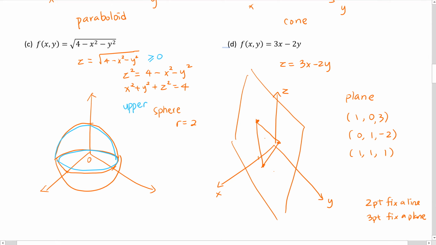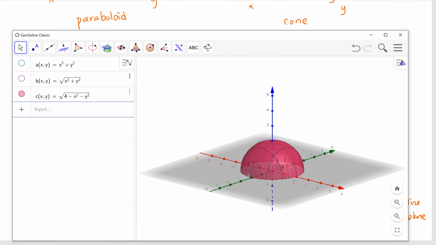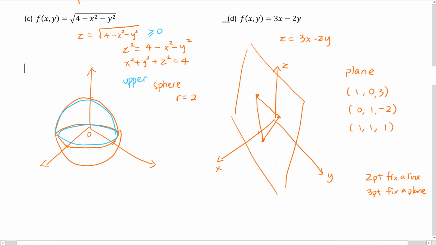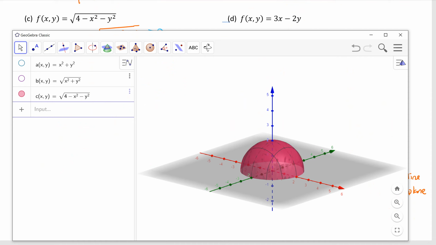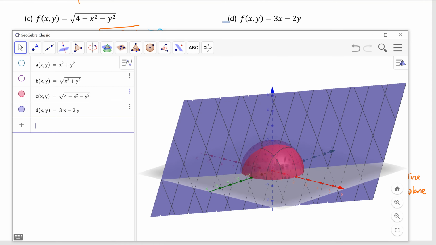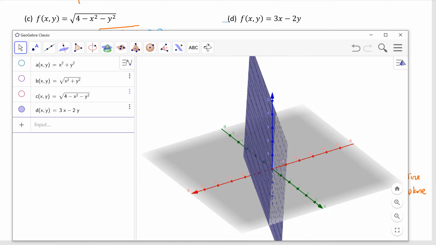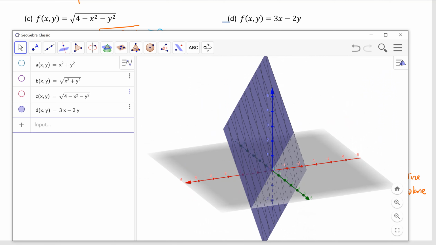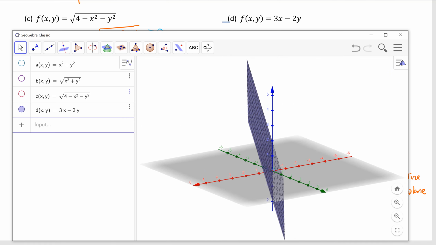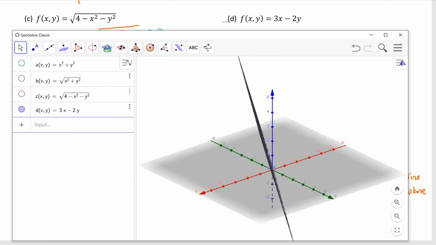When you see a mistake, don't just erase it. Mark it down with a minus. Next time, be careful. Don't make the mistake again. Okay, continue. Next one is a plane, so 3x minus 2y. Okay, so this is a plane, right? And don't forget, the red axis is x, the green one is y, and the z is blue. Okay, so you can see this is a plane.